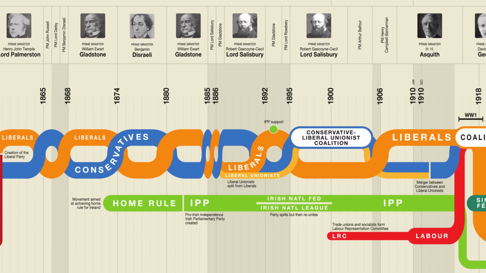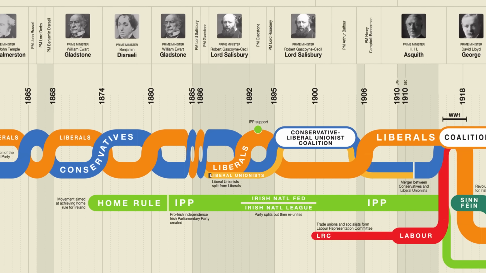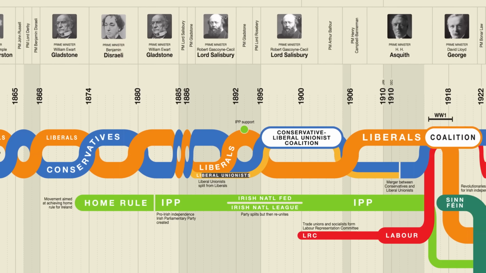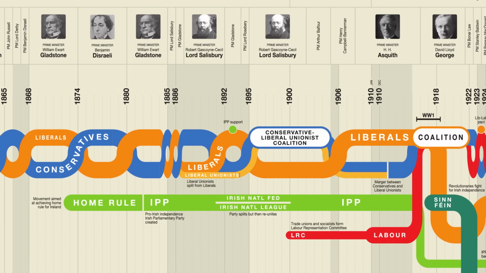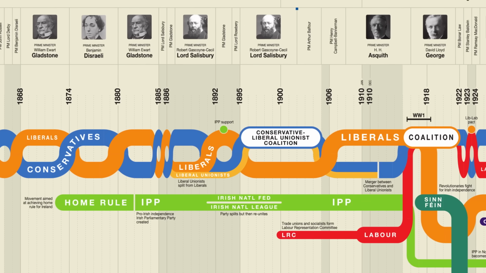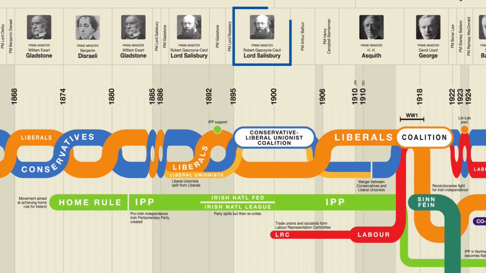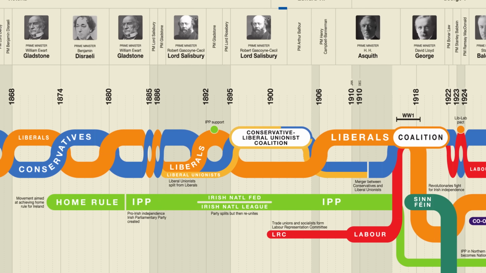some Liberals were not. These Liberals became known as Liberal Unionists, and they eventually became more closely aligned with the Conservatives, now led by Lord Salisbury. In fact, they formed a coalition with them in 1895.